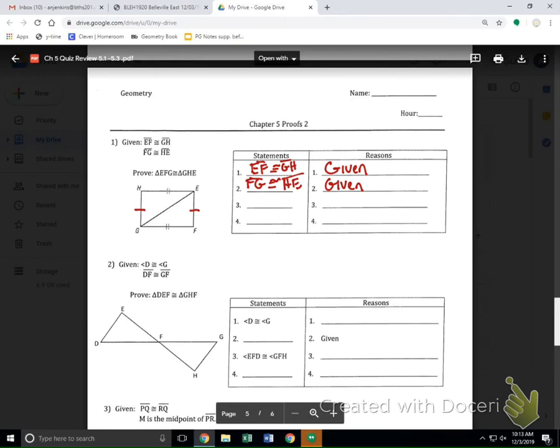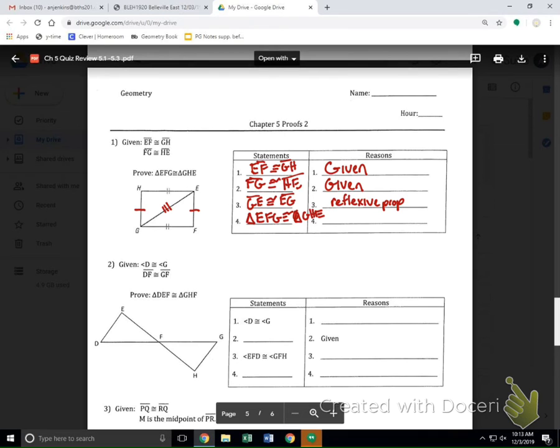So how do we prove that this side is congruent? GE is congruent to EG by what? Reflexive prop. And then last but not least, you state what you set out to prove. Right here we have EFG is congruent to GHE.